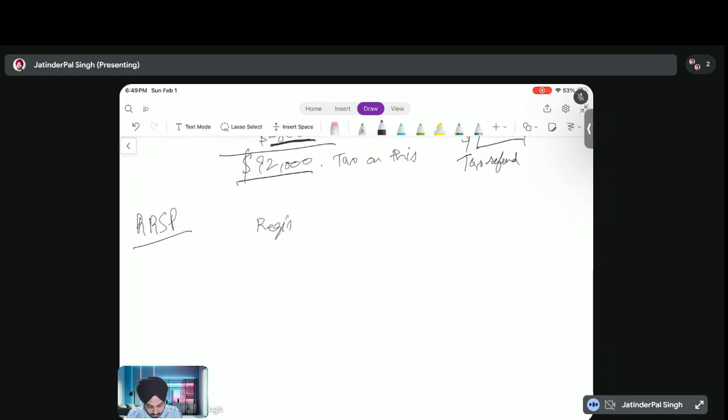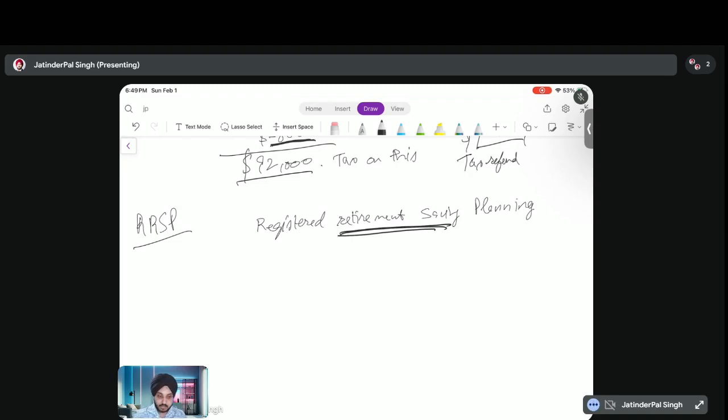A registered retirement savings account, RRSP, is used for retirement planning. The objective of this account is to save money for your retirement. That is the only objective of this account.